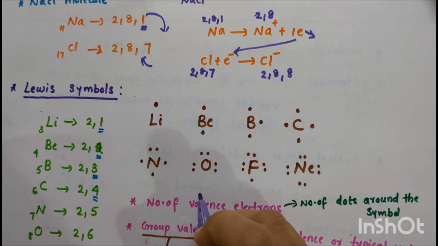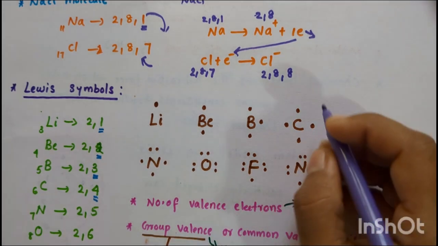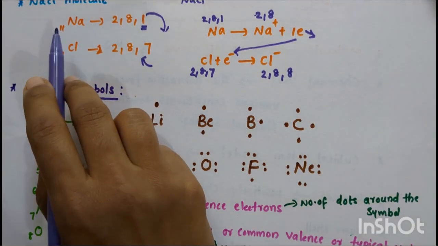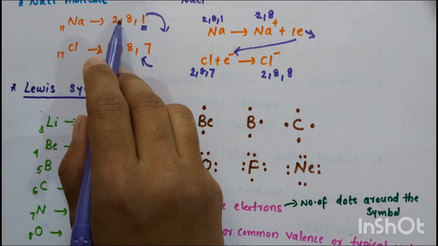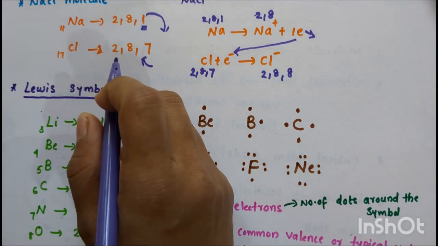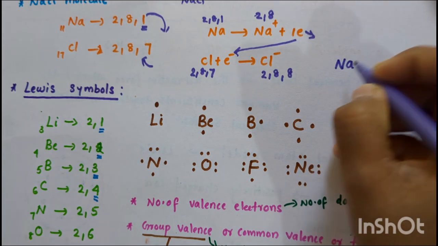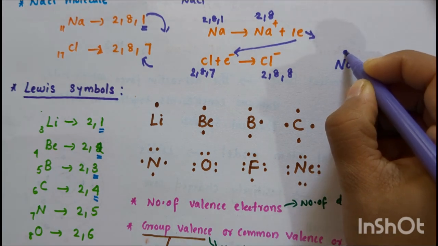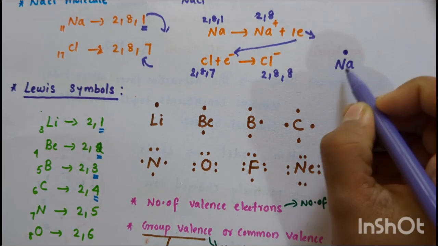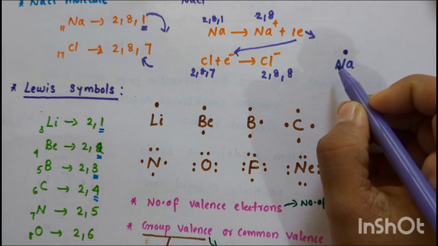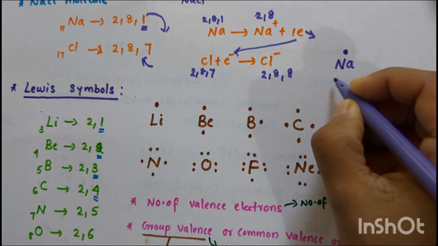For example, let us consider the group 1 element, which is sodium. Its atomic number is 11. So, electronic configuration 2, 8, 1. So, its Lewis symbol will be what? Na. Outermost shell only has 1 electron. So, Na. This is the Lewis symbol for sodium. Now, what about the number of valence electrons?